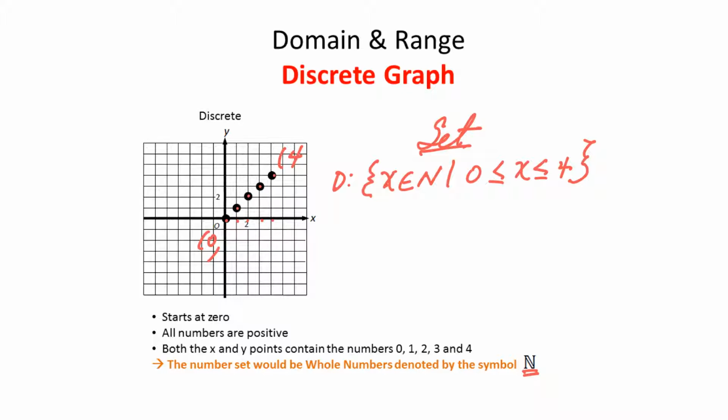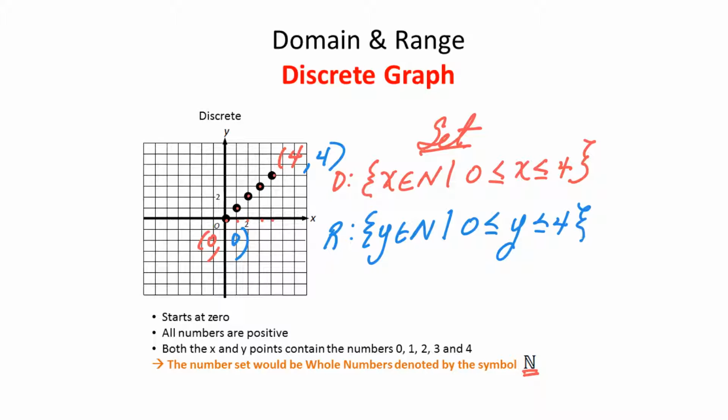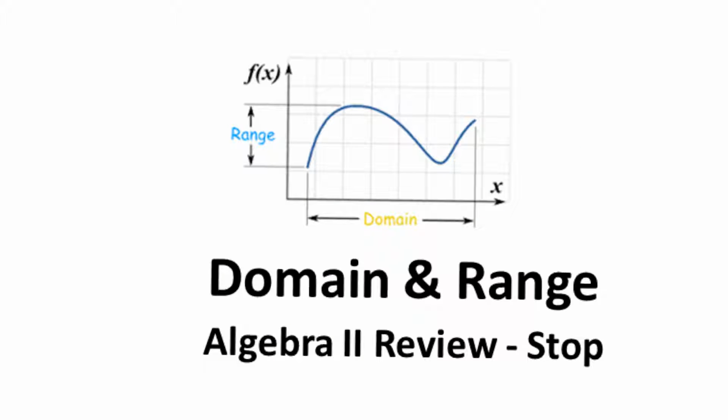All right, the next thing I'm going to do then is write my range. And my range, instead of saying x, I'll say y is the element of all natural numbers such that, again, if I look at my y, it's going from 0 to 4. And so I would say 0 is less than or equal to y is less than or equal to 4. And there would be my set notation for my discrete graph. And please remember that you cannot use interval notation if you are on a discrete graph. This ends the review of domain and range, and now you're going to go on and do 5 practice problems to see what you remember from Algebra 2.